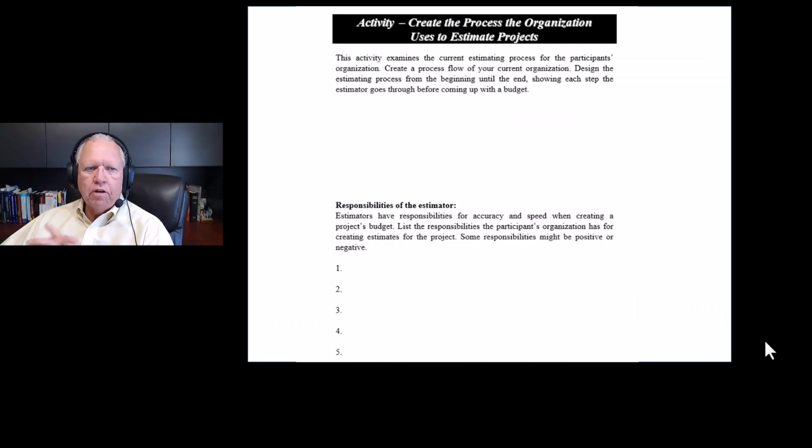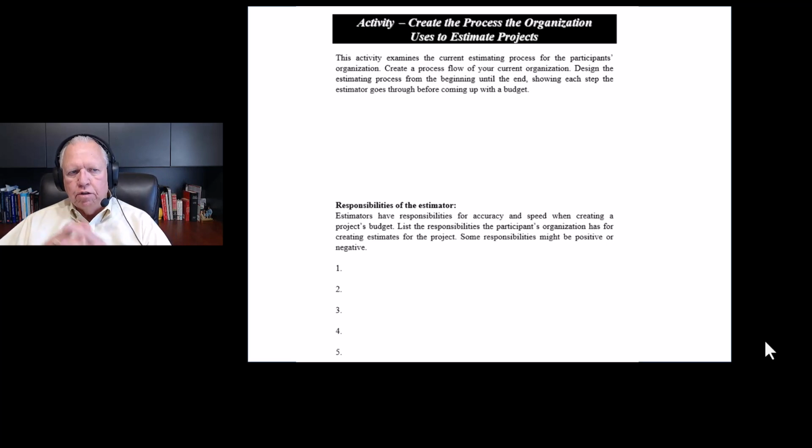In this activity, create the process the organization uses to estimate projects. This isn't a criticism of your organization, but take a few moments and think through what steps it takes to create an estimate in your current organization. And then the second part of this is the responsibilities of the estimator.